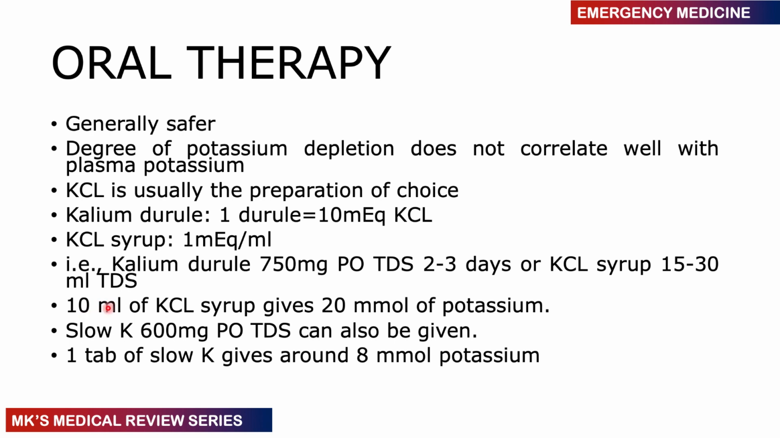And remember also that 10 millimoles of potassium chloride syrup is going to give you roughly about 20 milliequivalents of potassium. Slow K can be given, which is what we use in our setup here, 600 milligrams 3 times a day. And remember that 1 tablet of Slow K is going to be giving you around 8 millimoles of potassium.